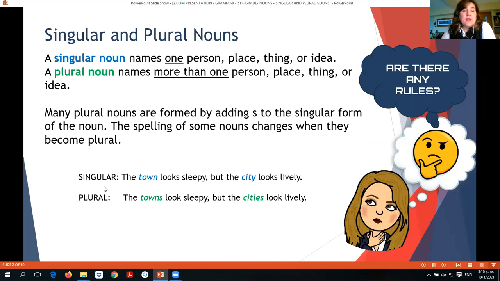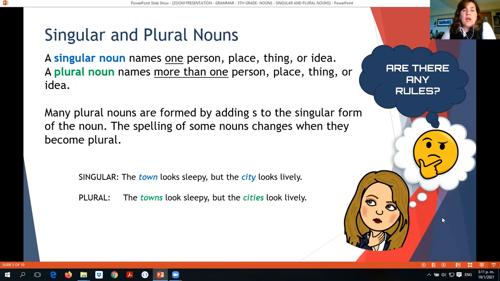Okay, singular. The town looks sleepy. The city looks lively. Plural. The towns look sleepy, here you only added an S, but the cities look lively. In this case, look that the spelling changed because we took out the Y and we replaced it with an I and we added ES, okay?